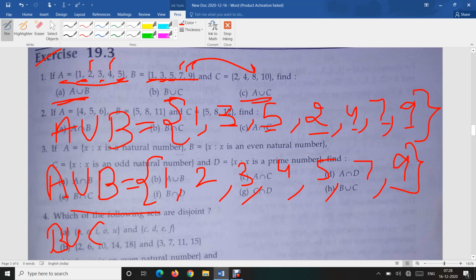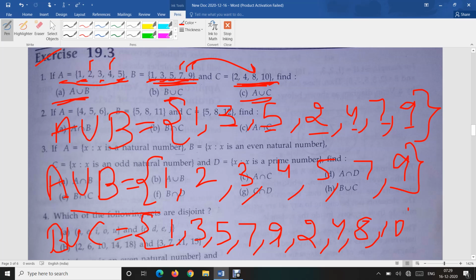B union C. As you can see, is there an element which is common for both? 2 is present in C but not present in B. 4 is present in C but not present in B. Similarly 8 and 10 are present in set C but not present in B. So you will write all the elements which are contained by set B and set C. That means you have to write 1, 3, 5, 7, 9, these are the elements of set B, and after that the elements of set C, that means 2, 4, 8 and 10. This is the B union C.